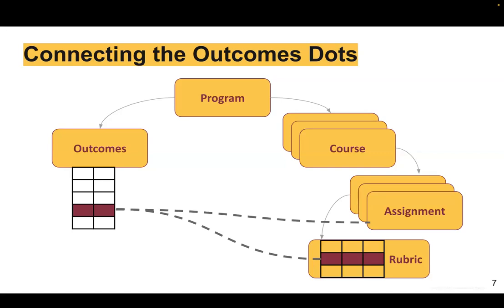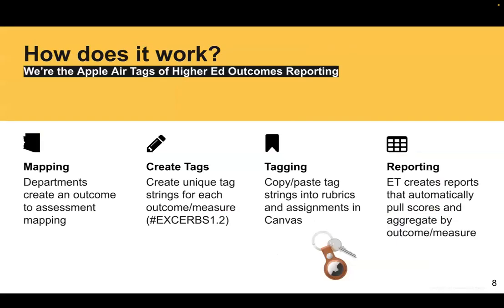So what we're saying is, if we can just make this connection between the assignment in the course in Canvas and that outcome that you said that assignment tests, then it's just a reporting issue. Then all we're doing is building a report and filling things out. So here's what we do. We do this mapping. So the college says, here is the outcomes for this program.